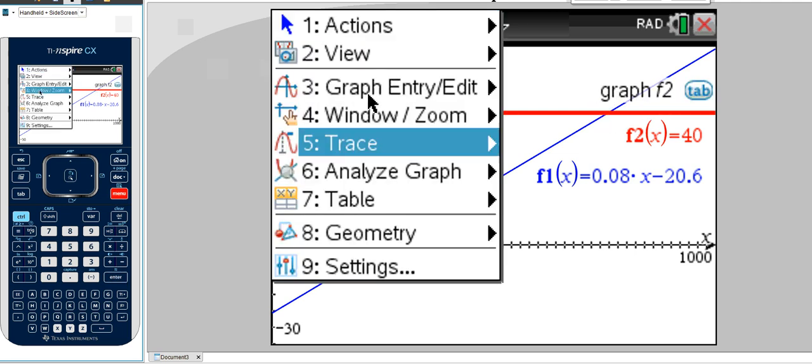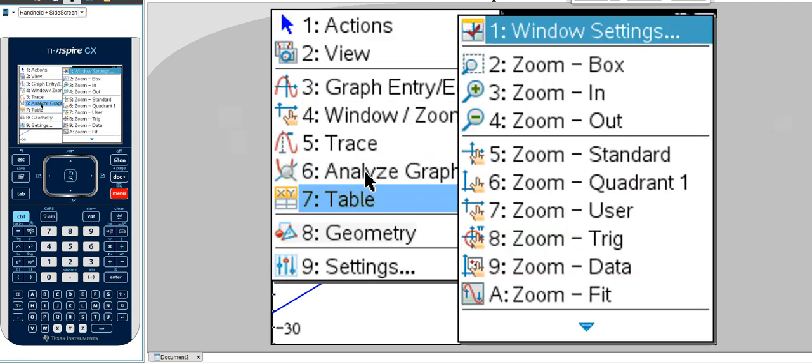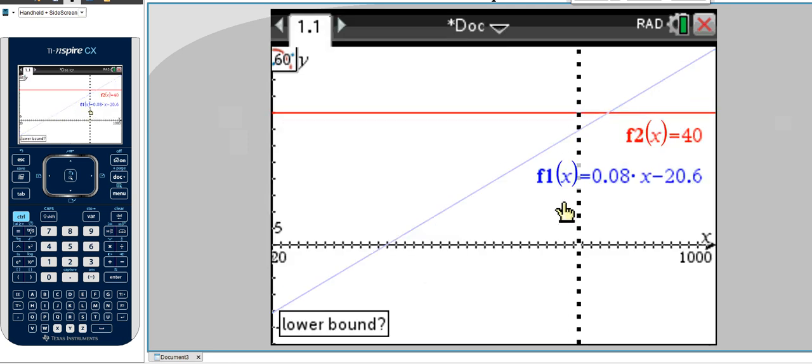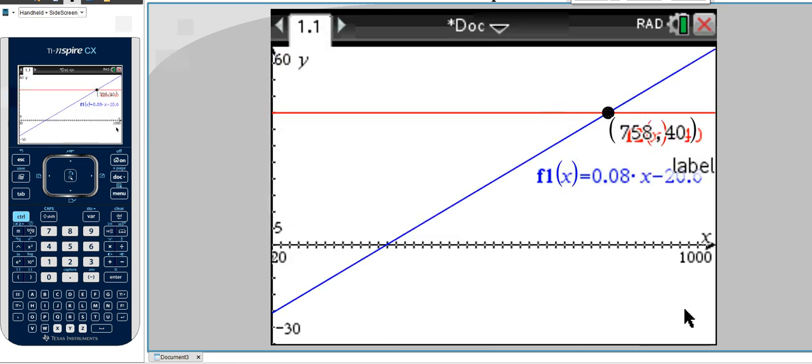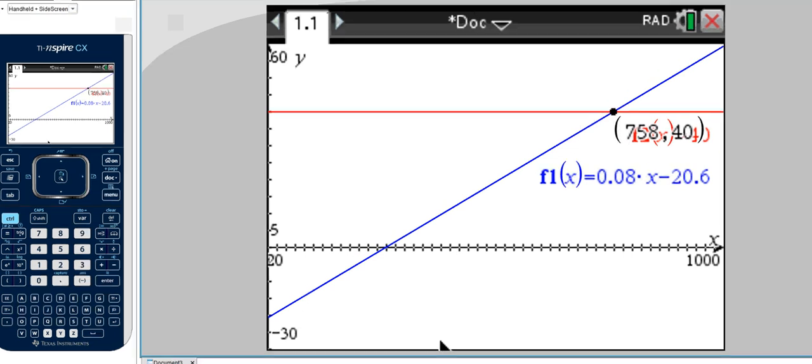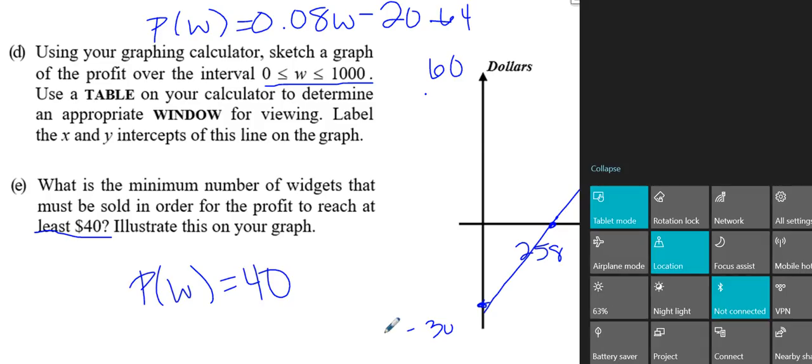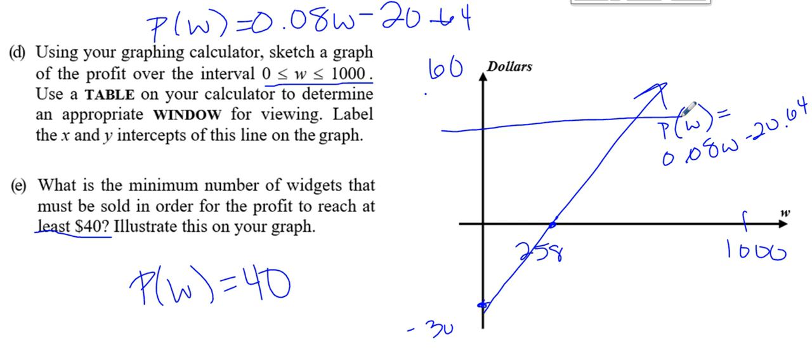So we can go to menu, analyze graph, intersection, lower bound, upper bound, and it says 758.40. So if I go right here, let's say this is 40, that point right there is 758.40. So that means I would have to sell 758 widgets to make a $40 profit.